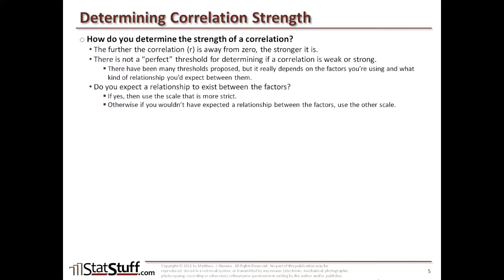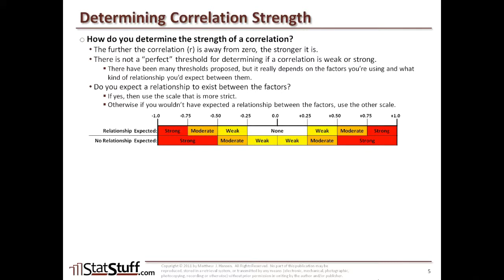However, if you wouldn't have expected a relationship between the factors, you're using two factors that are very obscure from each other and you would have never expected a relationship, then I would recommend using the other part of the scale that I'm about to show you, and that's where it's a little bit more liberal and lenient in the way that it approaches it.